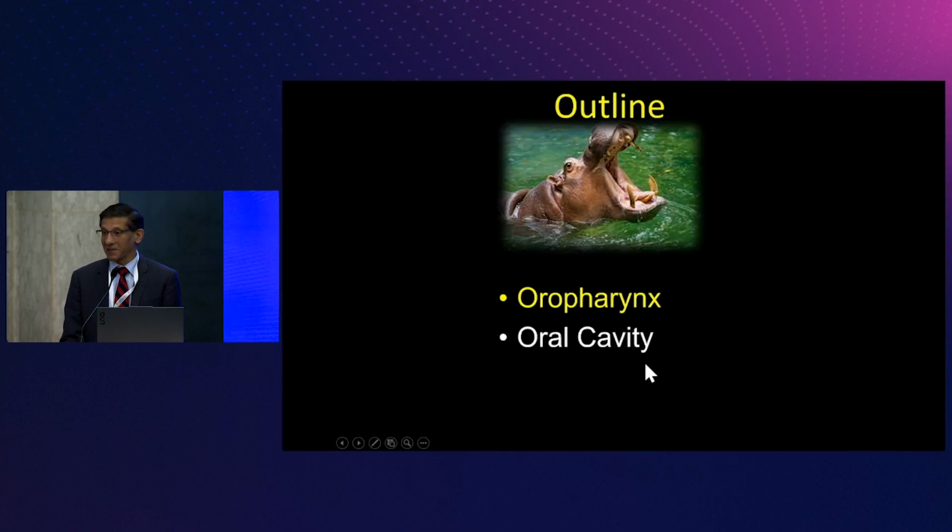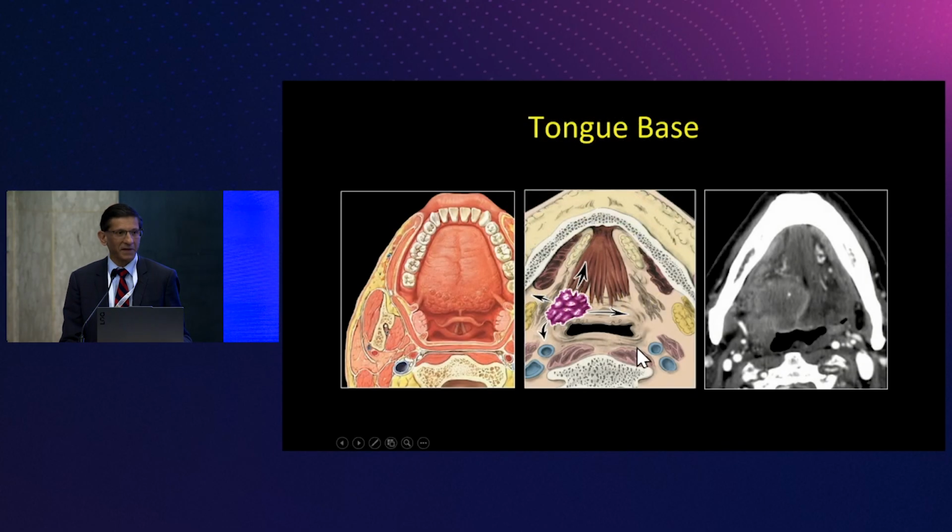This talk is going to be aligned very nicely with Dr. Weil's. I kind of flipped it around: I'm going to talk about the oropharynx first and then the oral cavity. As he very elegantly stated, the tongue base is the area of the tongue located behind the chevron-shaped area, which is the circumvallate papilla. Everything posterior to this is in the tongue base.